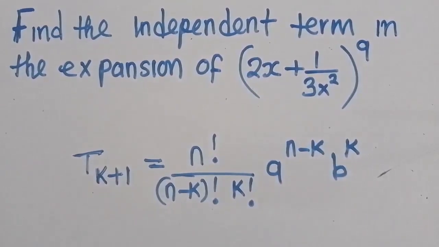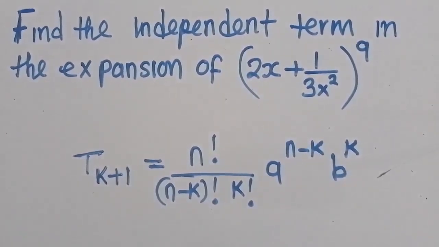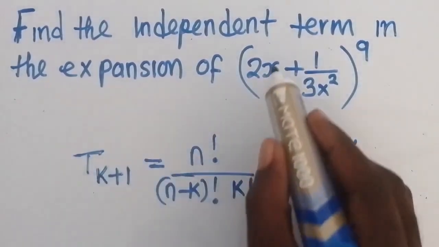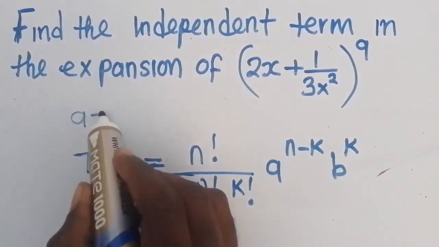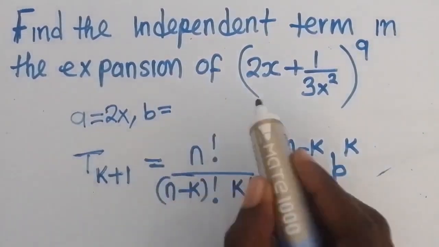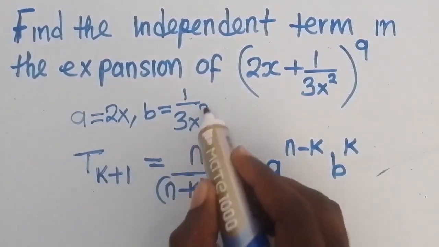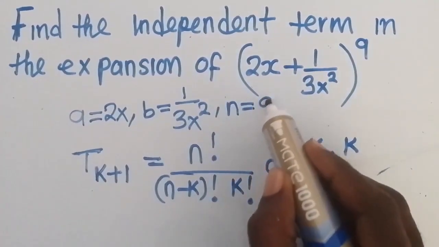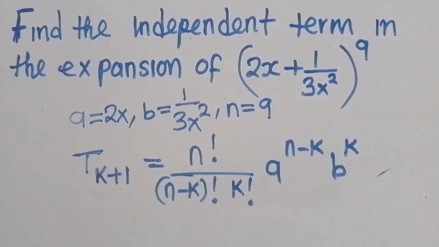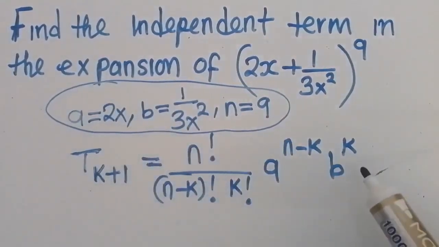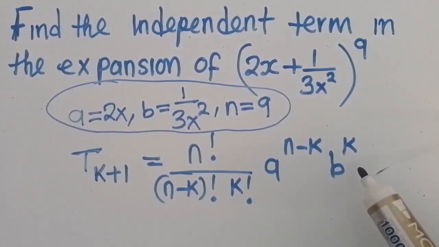So how can we find the independent term? It is very simple. You first need to know a and b. Your a is this one here, a = 2x. Your b is 1/(3x²). Then you also have your n, which is the power, equal to 9. Now you use the data which is given and substitute in this formula.